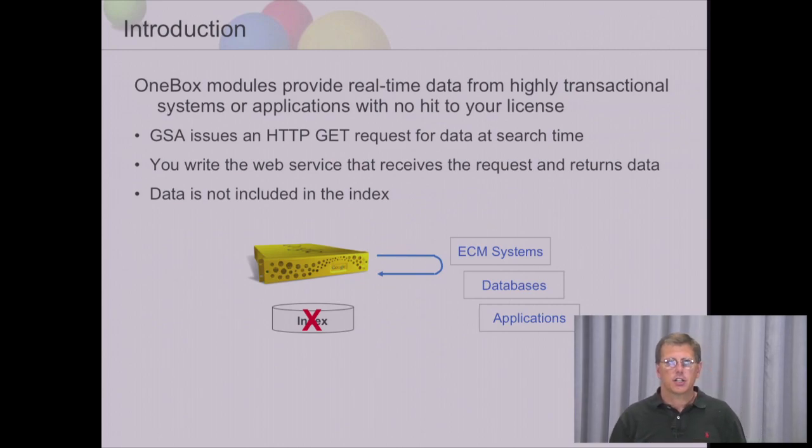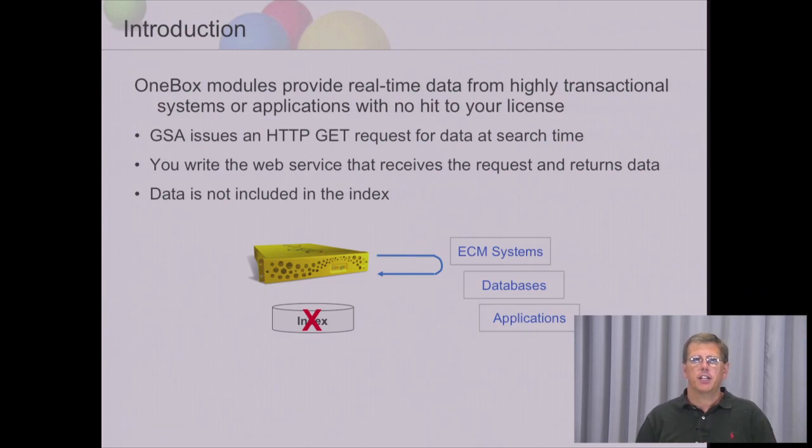Here's what the architecture looks like. The search appliance does not index the data. When the user runs a request at search time, then the search appliance sends a request out to the Onebox module, and that code retrieves the data from maybe an enterprise content management system, a database, or a custom application.